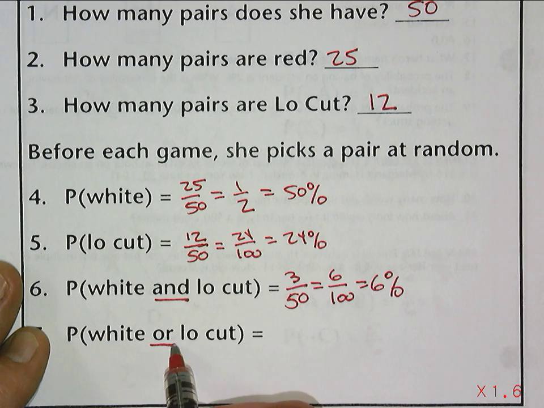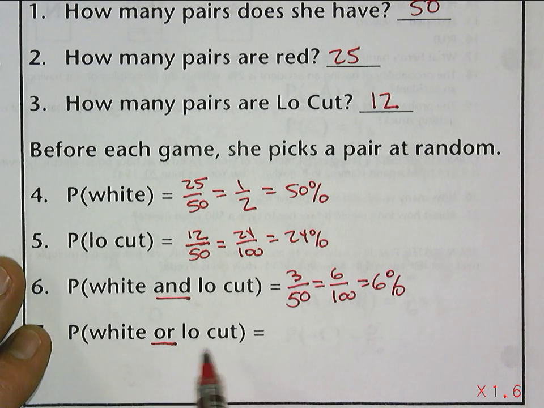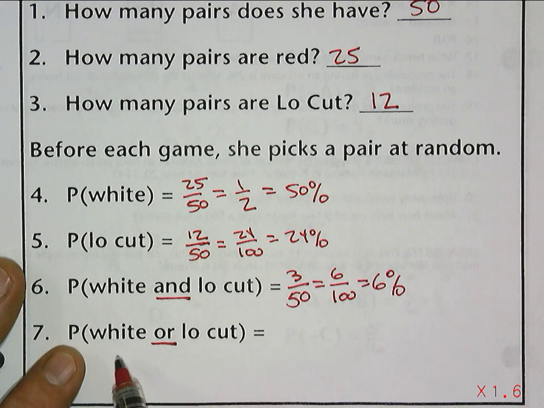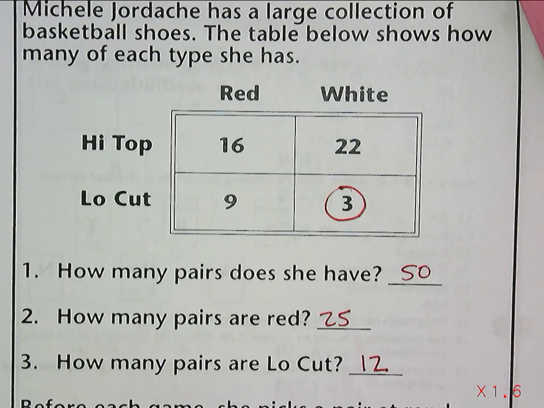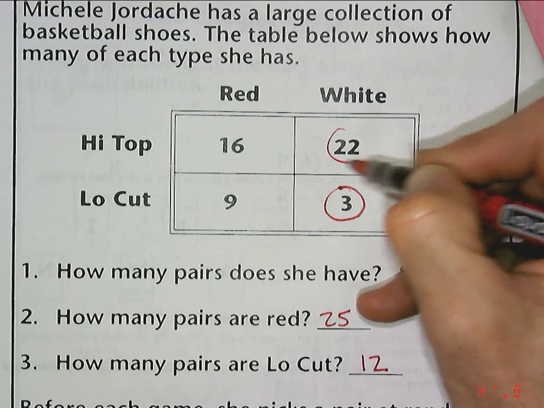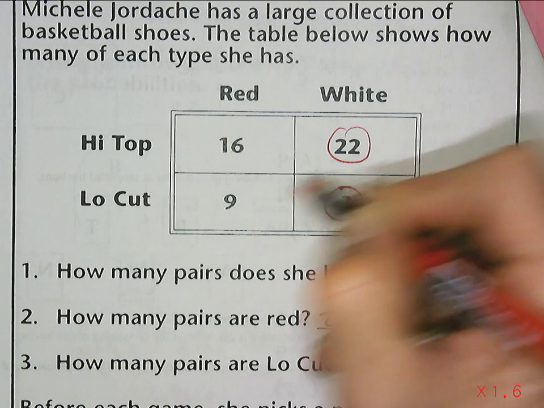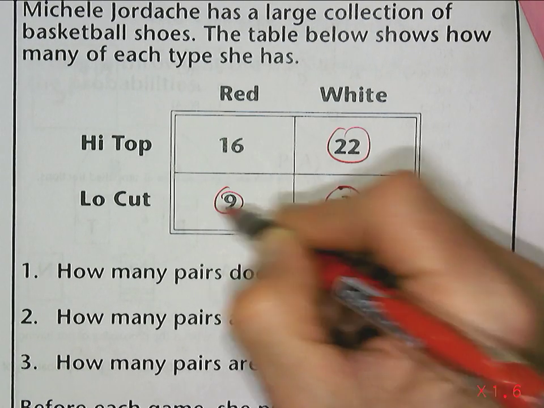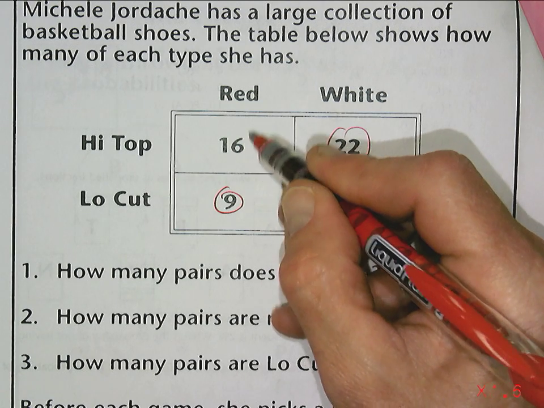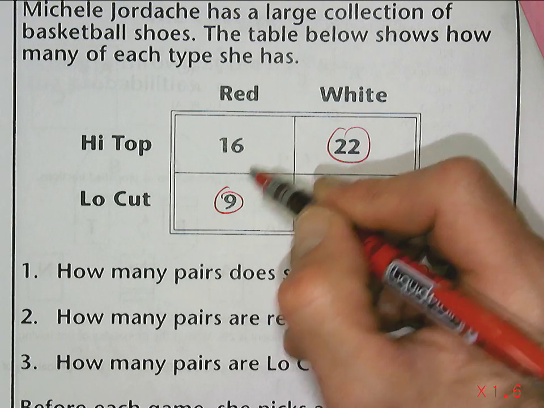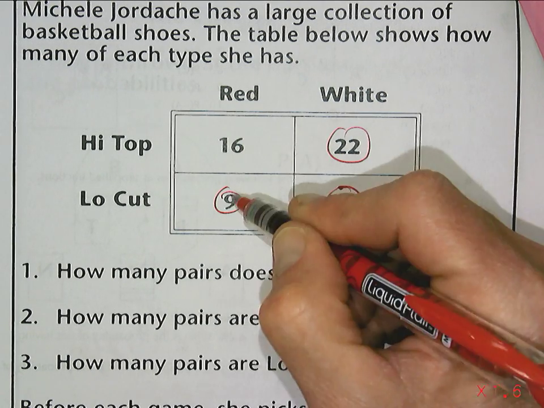And then last, the "or." Now "or" means, again, either of these would be true. So anything that's white or low cut. So now these are all white and these are low cut. So it's everything but these 16 pairs of shoes. Everything else is either white or low cut.